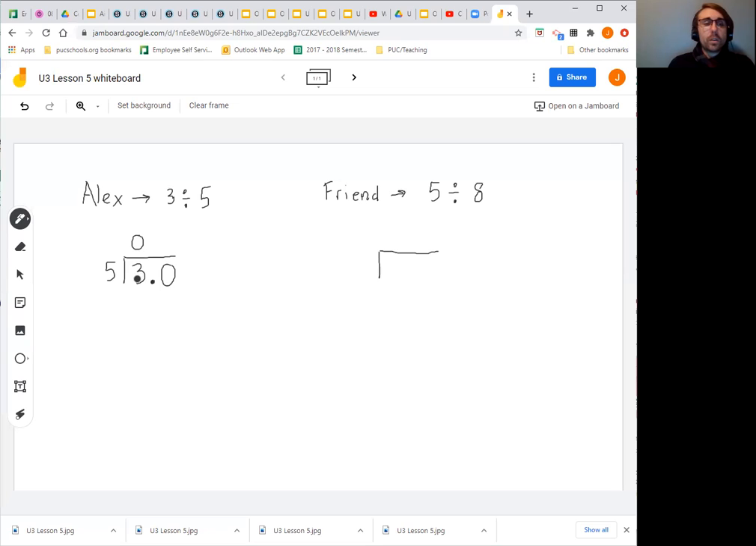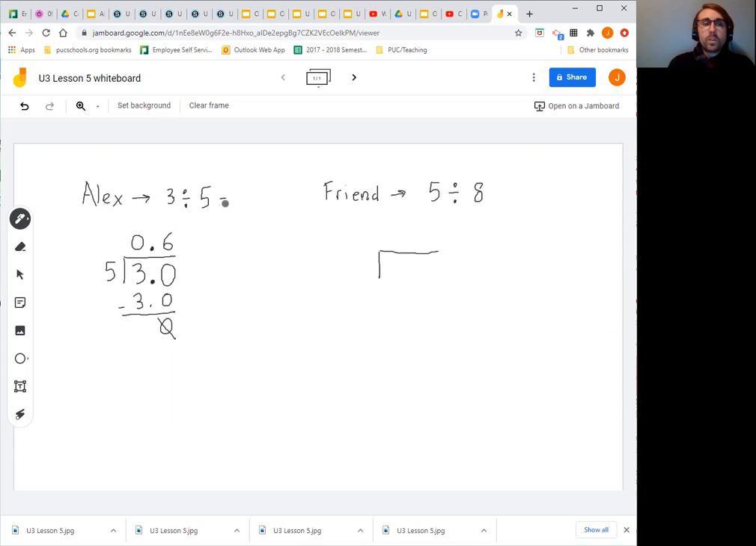So 5 going into 3.0 is kind of like 5 going into 30. How many 5s go into 30? Hopefully you thought of 6. And so I'm going to put a decimal and 6, which means that it's not 6 whole lawns per hour. It's 6 in the tenths place, 6/10 of a lawn for each of the hours. So 6 times 5 is 3.0, which tells us that our division is done.